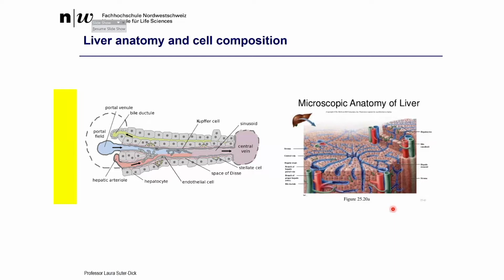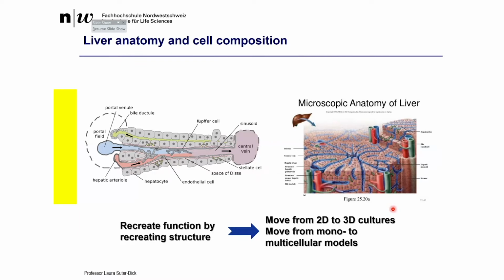And why do we do that? Because we believe, and many scientists believe, that you can recreate the function by recreating the structure. So when you look at the HepaRG cells in 2D, you can recreate some functions, but obviously a two-dimensional flat culture is very different from the structure that a liver has. Therefore, we move from two-dimensional monolayer cultures to three-dimensional cultures, and from monocultures with only one cell type to multicellular models, in this case with 3 different cell types.